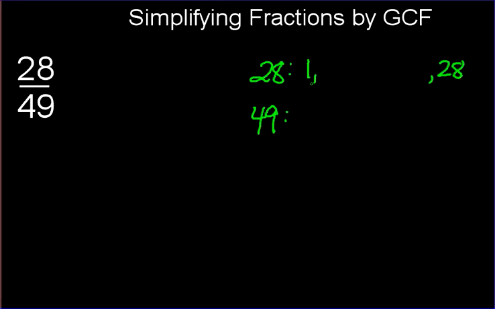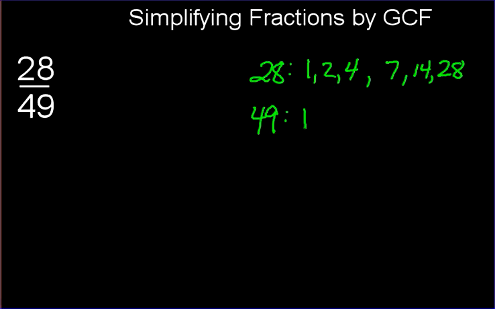So 2 times 14. 3 does not go into 28. 4 times 7. All right, 5 doesn't go into it. And neither does 6, so we're done. We've met in the middle, so those are all the factors. All right, how about 49?